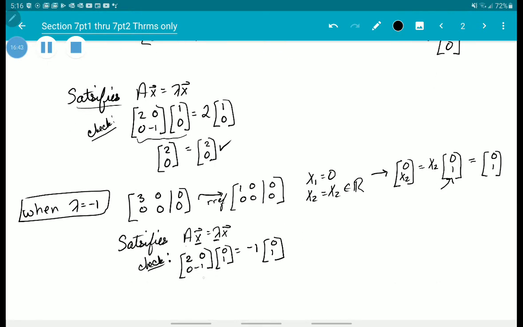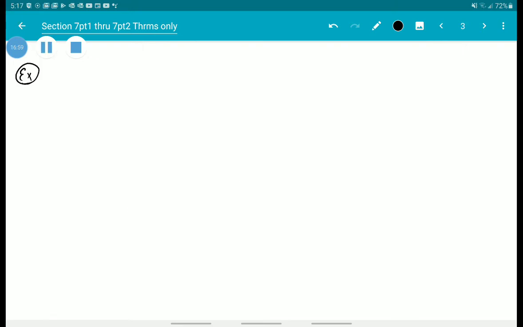So if we were to multiply over here on the left, we would get 0 and -1. That is equal to 0, -1. So it does satisfy and give us a true statement. So let's look at another one.